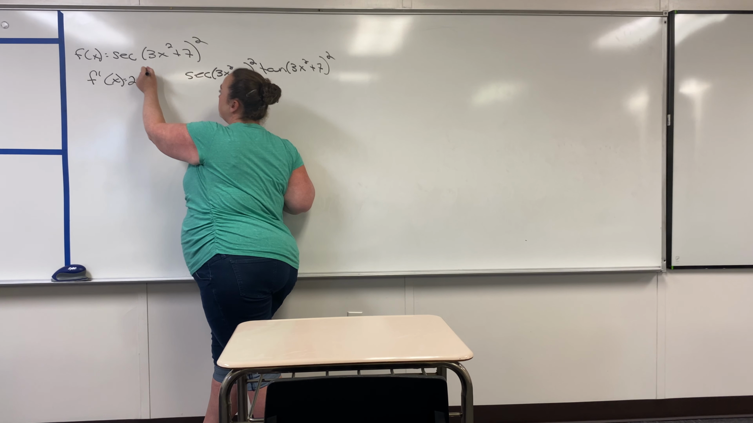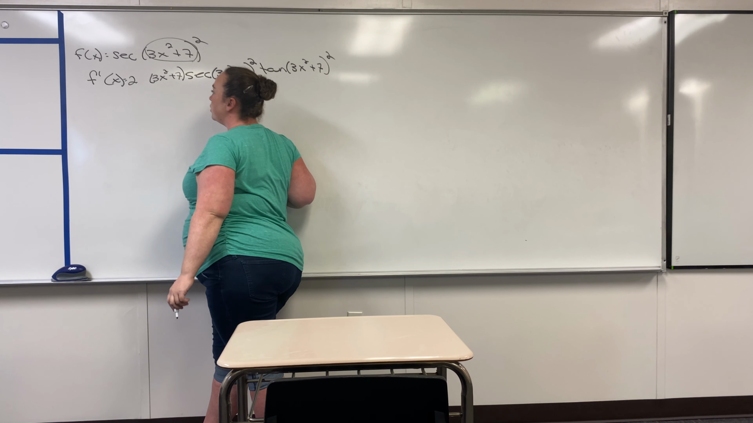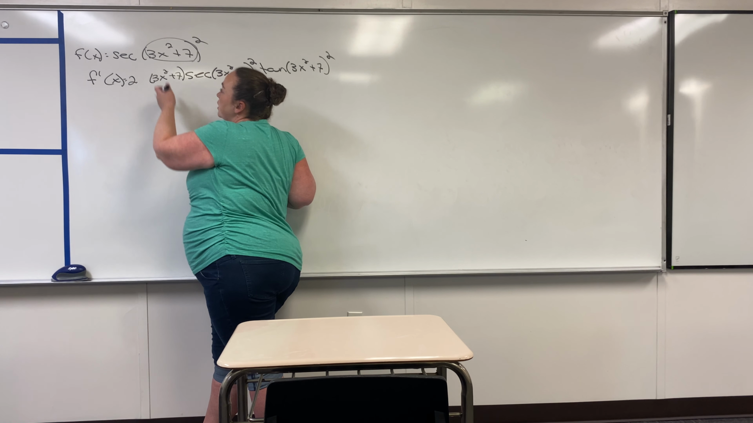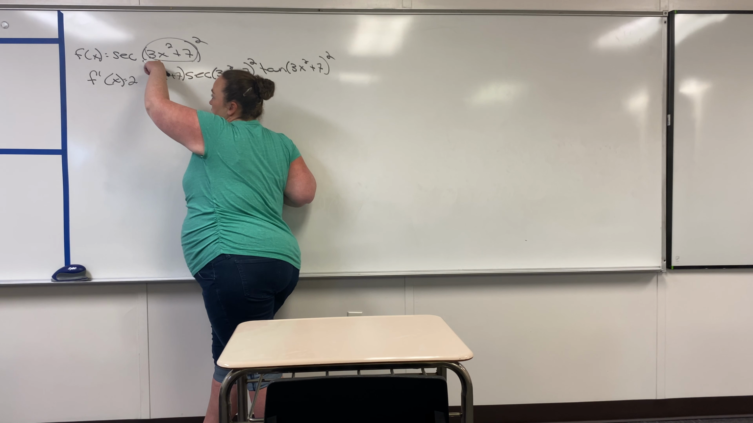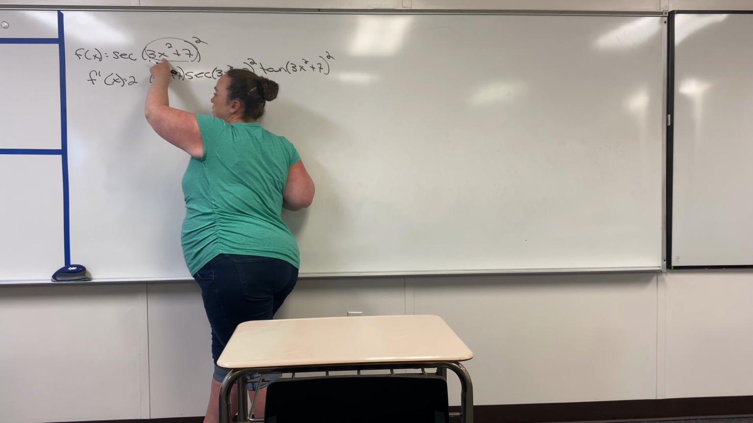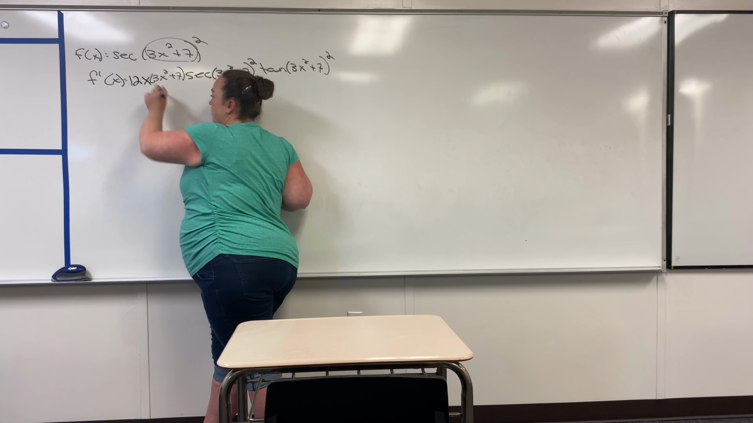Then you have this to the first power, and then because this was in individual terms, take the derivative of these, okay? So the derivative of this is going to be 6x, derivative of this is going to be nothing. So same thing, the 2 and the 6x are going to make friends and just be 12x.